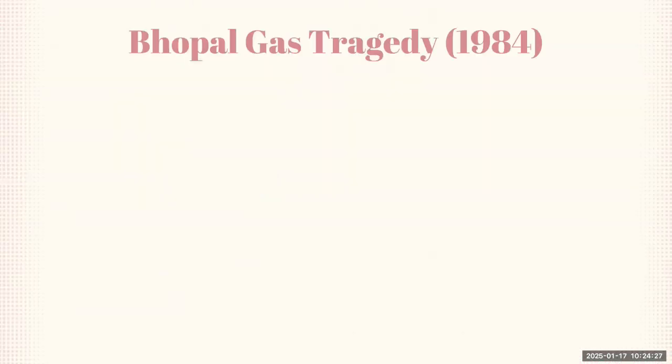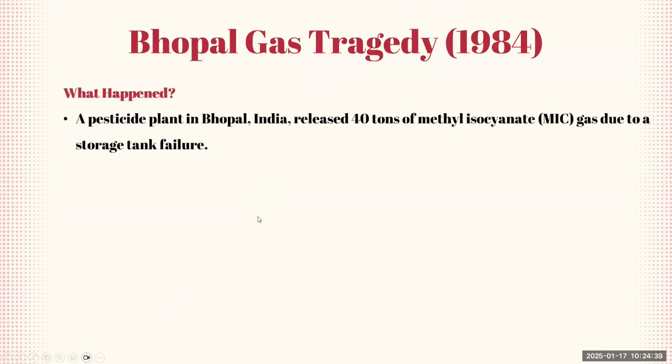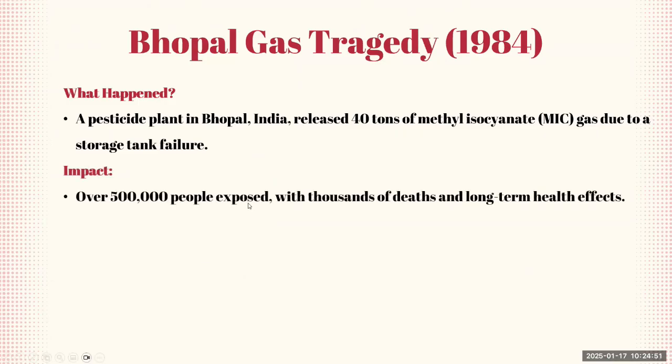The first one, which is one of the most infamous industrial disasters in history, is the Bhopal gas tragedy of 1984 in India. So what happened? Basically, a pesticide plant in Bhopal, India released 40 tons of methyl isocyanate gas, which is a toxic gas, due to a storage tank failure. Over 500,000 people were exposed to this gas, with thousands of deaths and long-term health effects. It's considered the world's worst industrial disaster. And even now, we have children and grandchildren who are still being affected by this tragedy.